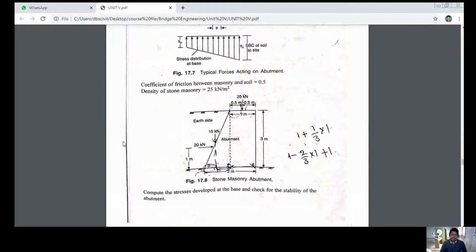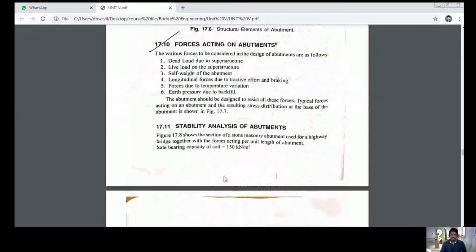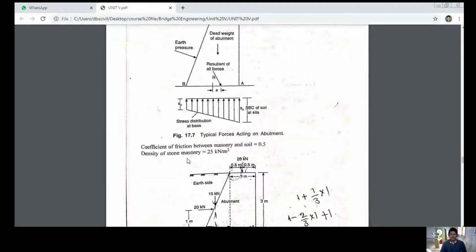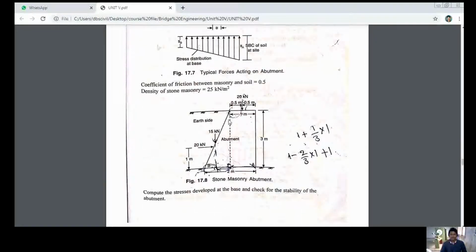Okay, they are talking about this diagram. Let's see. Figure 17.8 shows the section of a stone masonry abutment used for a highway bridge, together with the forces acting per unit length of the abutment. They are saying this is the cross section of the stone masonry abutment.